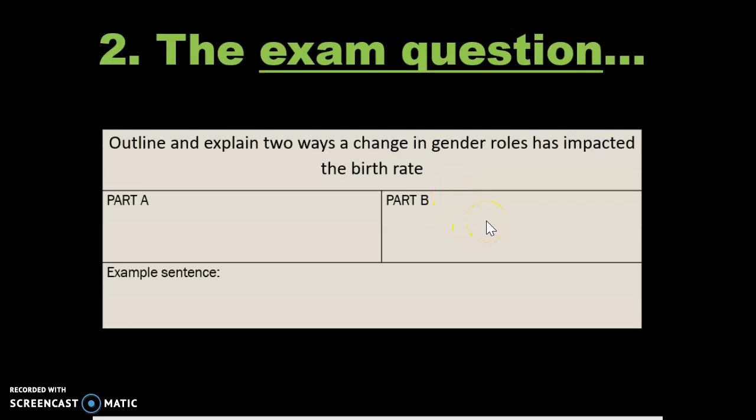So when you're ready, pause and join back in once you've filled those 2 boxes in.